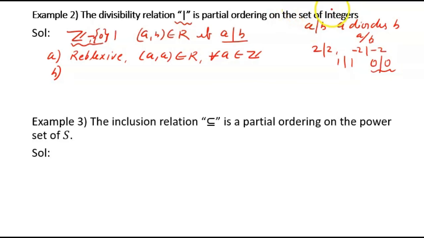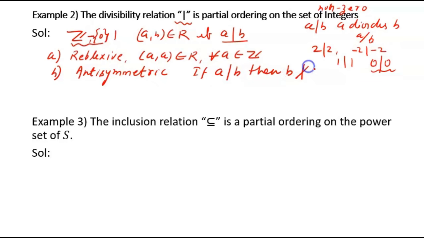I hope you have understood the correction that I have introduced, that here I am taking the set of non-zero integers. Now it is anti-symmetric also, right? I hope you agree that it is anti-symmetric, because if A divides B, then B does not divide A, right? For example, 2 divides 4, but 4 can't divide 2.